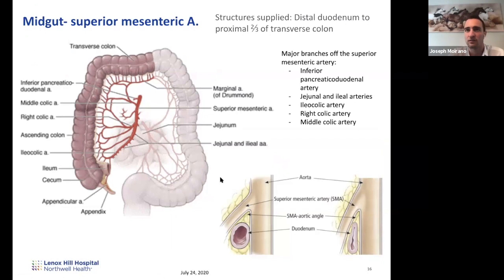And that could cause a lot of different problems like nausea and vomiting and all stuff like that. And just to make sure that we have the point across, the structures that are going to be supplied by the superior mesenteric artery, which is part of the midgut, is going to be from the distal duodenum to the proximal 2/3 of the transverse colon. So that's going to be the distal duodenum, the jejunum, the ileum, and then we're going to have the ascending colon and 2/3 of this transverse colon.